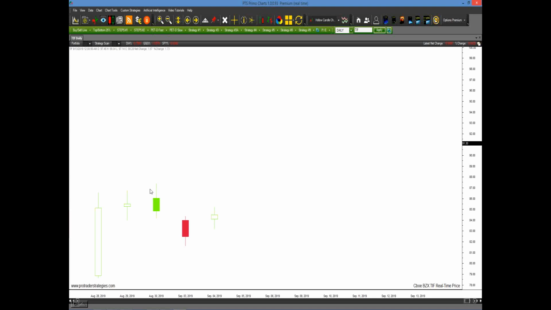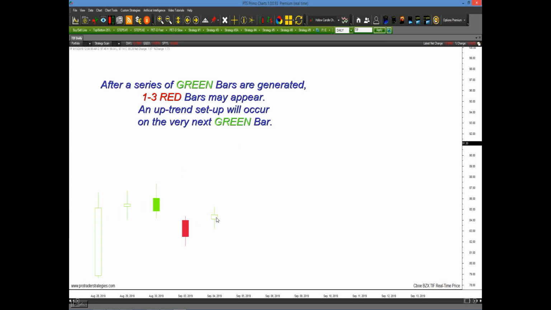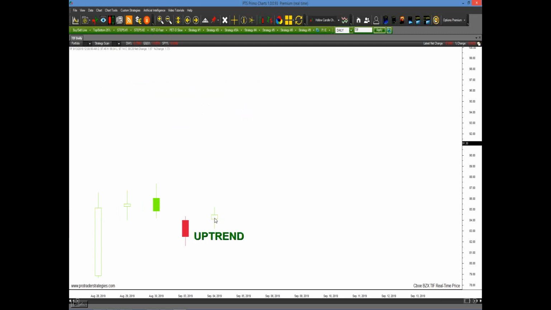So we see here we have a series of green bars followed by a red bar and then another green bar. And remember, the rules state that after a series of green bars are generated, 1 to 3 red bars may appear. Well, we only had 1 red bar appear, and then an uptrend setup will occur on the very next green bar. Well, that's this bar right here. So even only looking at this short amount of bars here, what's the market telling us? It's telling us that an uptrend is about to take place.